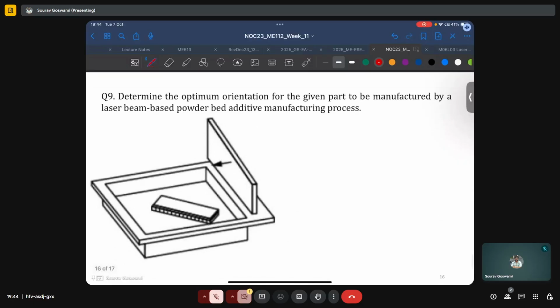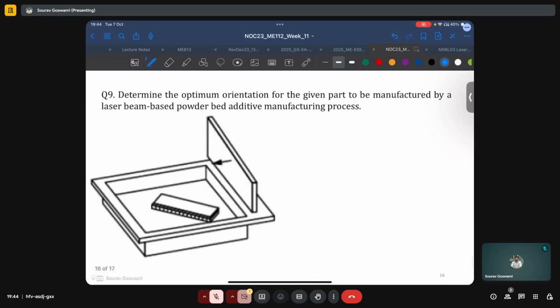Okay, this one appears interesting. So I also have a couple more examples which the participants can solve on their own. I have also attached the standard solution for them to compare. And this is somewhat different. And so let us take a minute to come up with the optimum or better orientation for the part shown here.